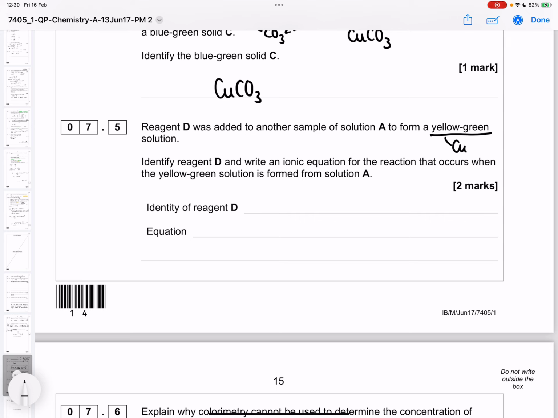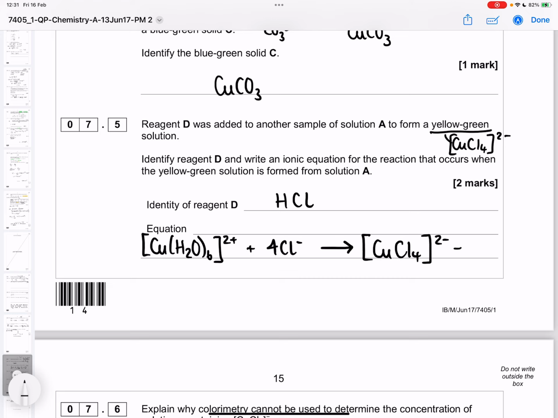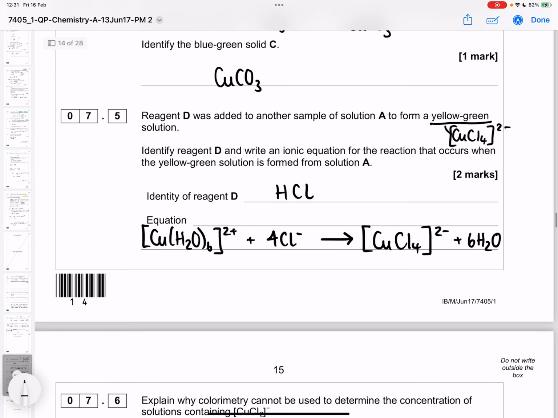That's given us a clue to the CuCl4 2- complex ion. So what reagent would give us those chloride ions as a ligand? We need to use hydrochloric acid, and then we're going to give that equation, and in this example all 6 water ligands are replaced for 4 chloride ligands. So the shape changes from octahedral to tetrahedral, the bond angle changes. Notice that the charge on the bracket changes because chlorides are negative ligands and water is neutral. So there's a lot going on there for you to make sure you include.